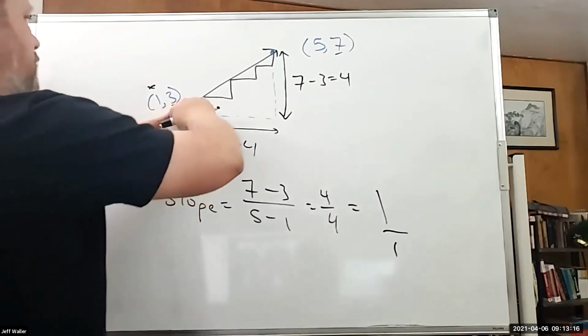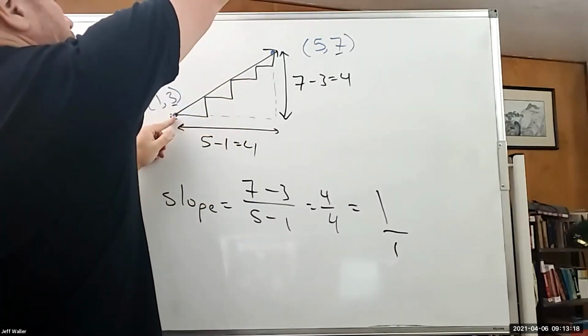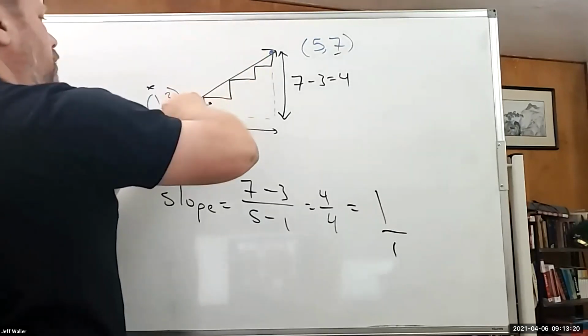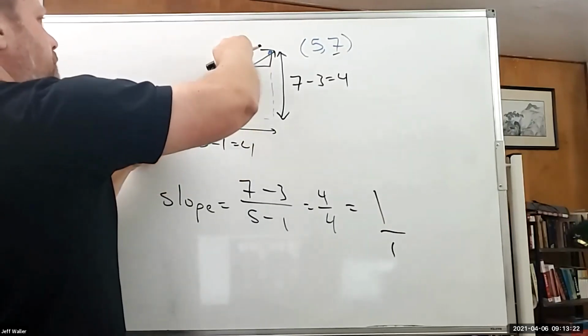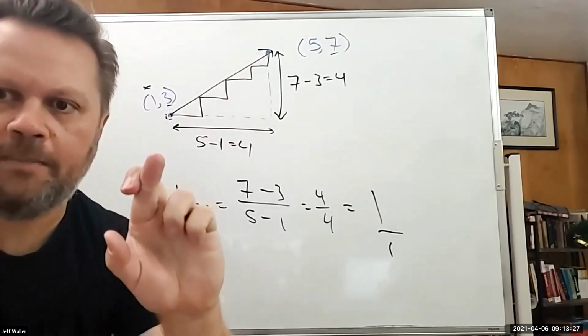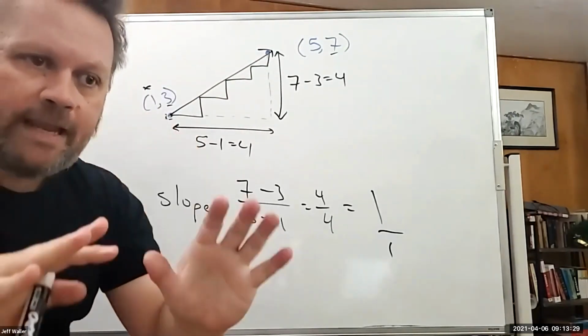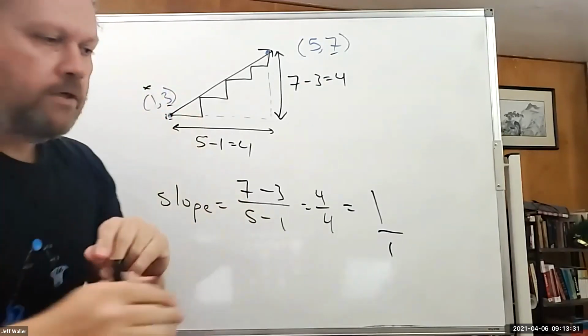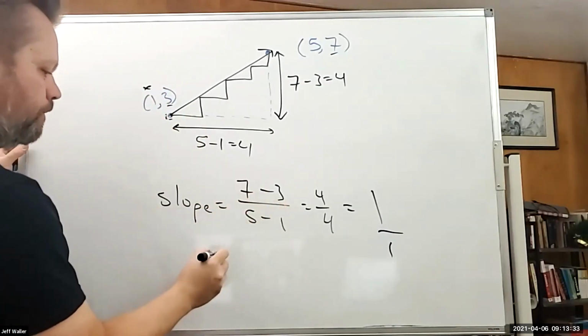So if I had a slope of 2, it would be steeper. Slope of 2 would go 1 step over, 2 steps up, 1 step over, 2 steps up, 1 step over, 2 steps up. It would be way up there. Now, how does this connect to the equation?